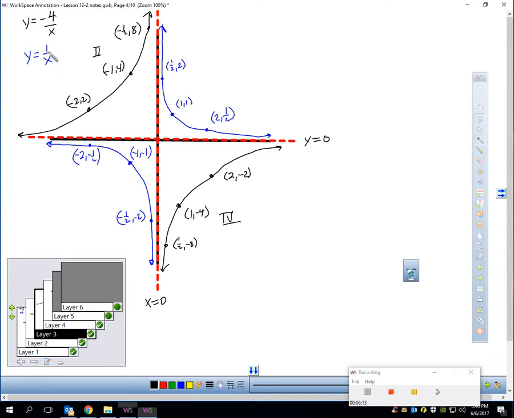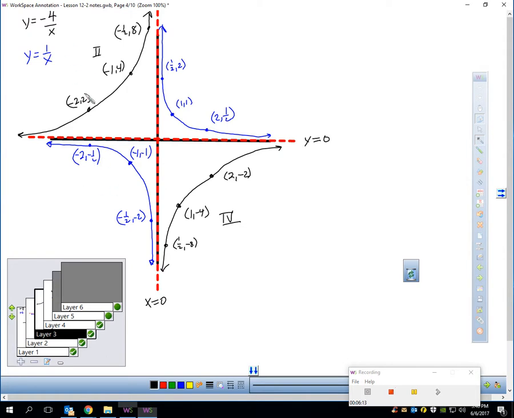If I plug in 2, 1 over 2 is a half. And if I plug in a half, 1 divided by half is 2. Now you notice those points should be mirrored. So if I plug in negative half, I ought to get negative 2. If I plug in negative 1, I would get negative 1. And if I plug in negative 2, I'd get negative half.